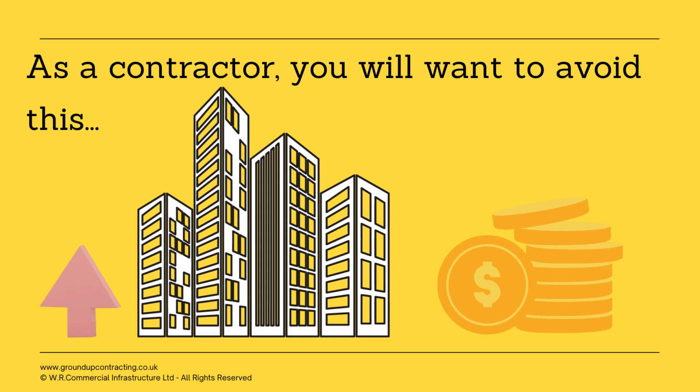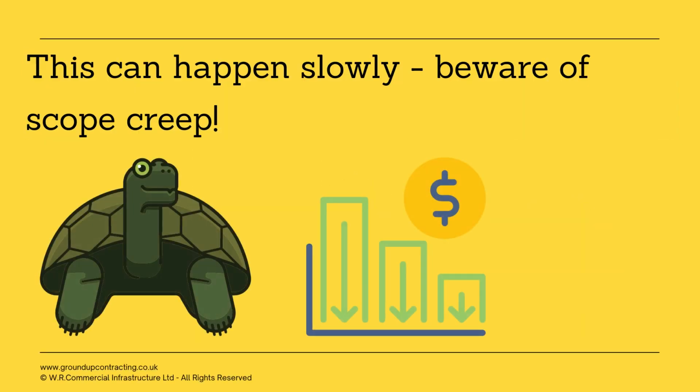As a contractor, you'll want to avoid this, where the project scope is increasing but the project price is staying the same. This can happen when you're not on top of the variations. This can happen gradually. Lots of small things can add up, and this is often called scope creep.